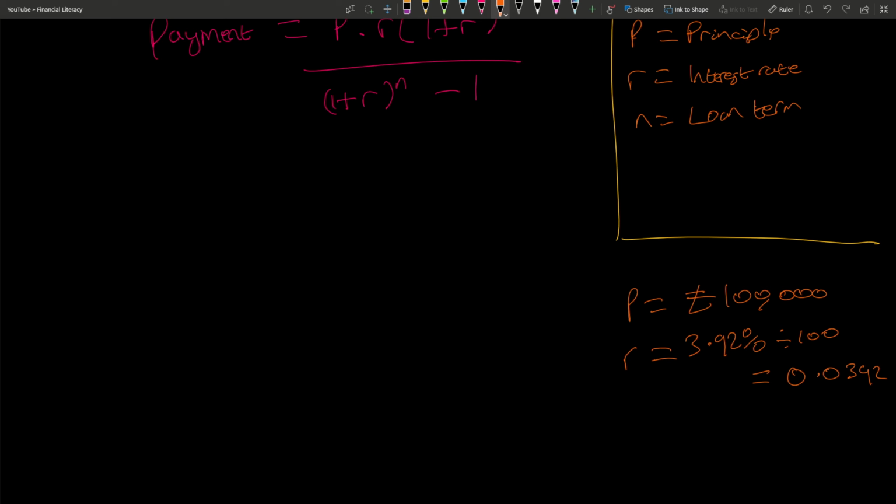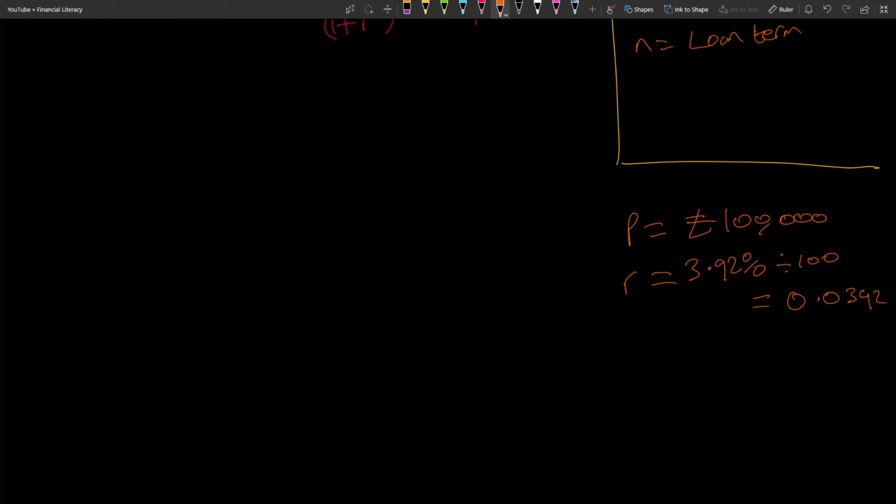Plus, it obviously won't be representative, and the bank's definitely not going to do this. Definitely not going to round down or truncate or anything like that. So it's best if we leave all of it in there. So N, which is the loan term, is 25 years, or the monthly amount is 25 times 12, which is 300 months.